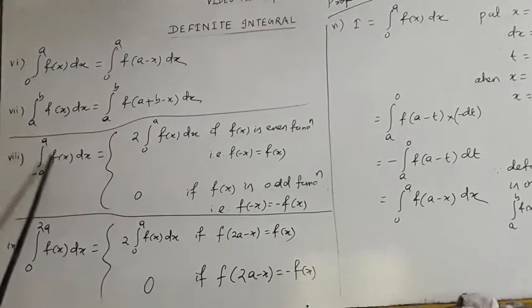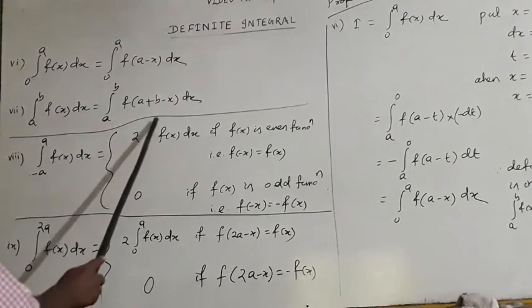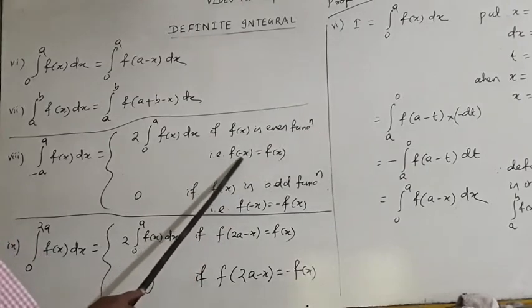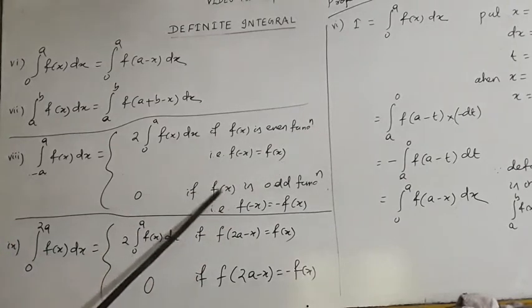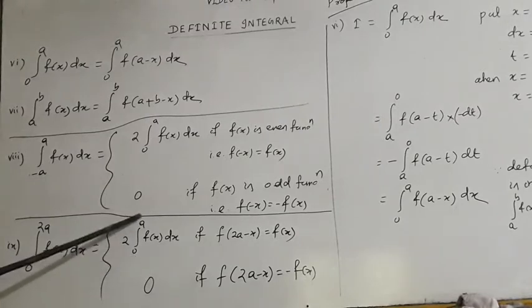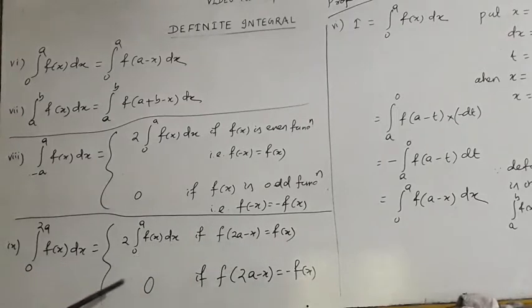And the integral from minus a to a of f(x) dx is equal to 0 if f(x) is an odd function, that is f(minus x) is equal to minus f(x), and equal to 2 times the integral of f(x) dx from 0 to a if f(x) is an even function, that is f(minus x) is equal to f(x). Similarly, the integral from 0 to 2a of f(x) dx is 2 times the integral from 0 to a of f(x) dx if f(2a minus x) is equal to f(x), and 0 if f(2a minus x) is equal to minus f(x). Mind it, the two conditions are the same: minus x with f(x), 2a minus x with minus f(x).